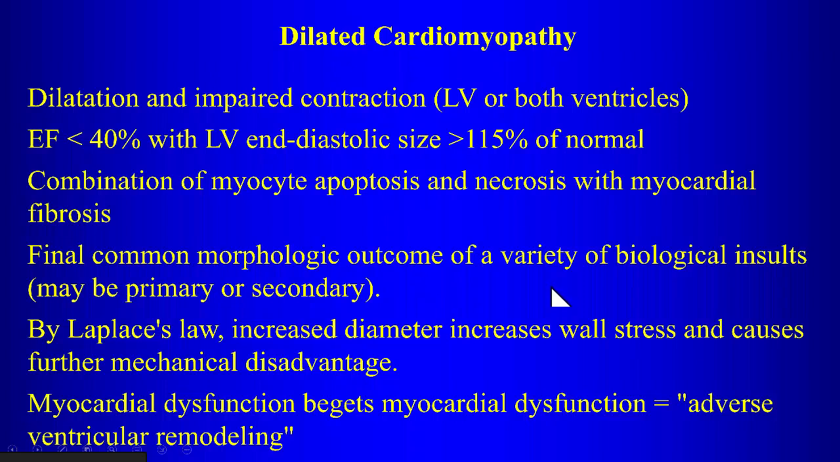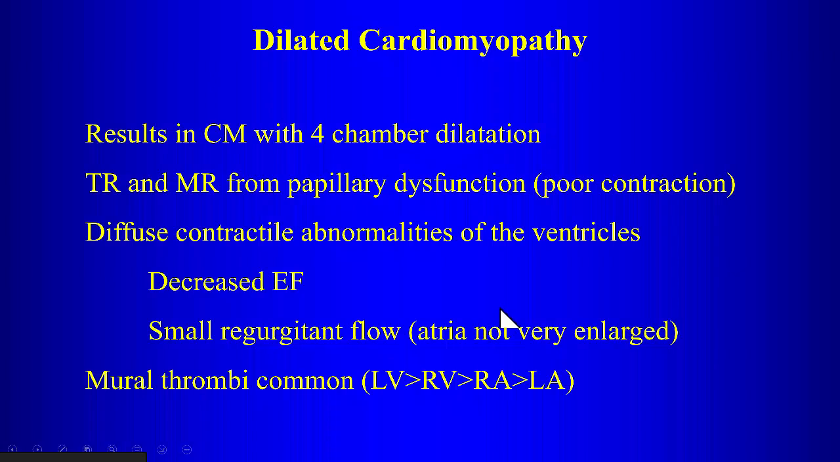We've talked about the various reasons that can cause damage to the myocardium, and we talked about how as the left ventricle dilates, it causes abnormal stress on the myocytes, which can accelerate the dysfunction and the death of myocytes. So myocardial dysfunction begets myocardial dysfunction. This is called adverse ventricular remodeling. As the ventricle dilates, it remodels, and that basically causes a vicious cycle. Okay?